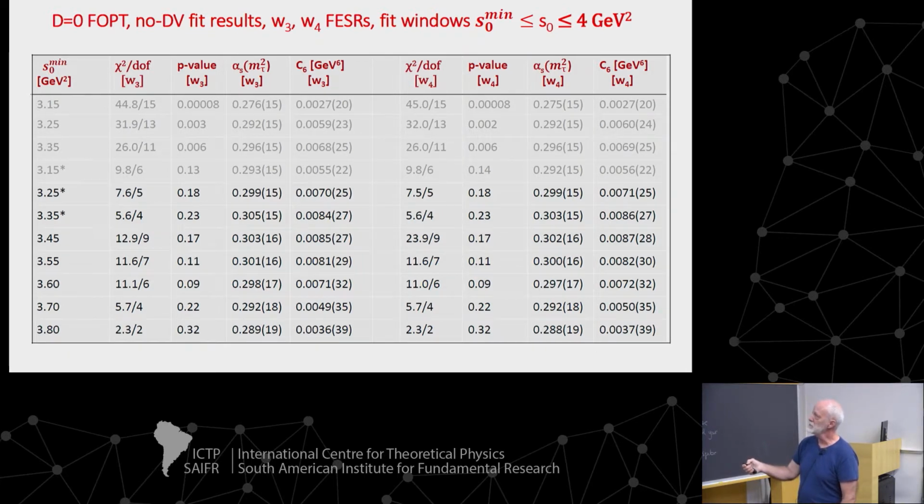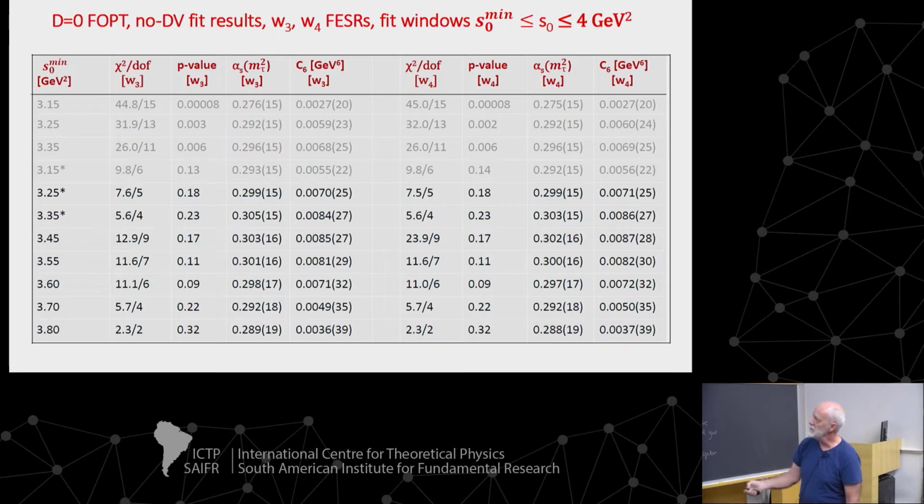So the results on this side are for the kinematic tau weight. These are for the other degree 2 weight. You notice that if you let your S naught go down too low, you get absolutely terrible quality fits if you assume that duality violations can be neglected. So the fit's telling you don't do that.